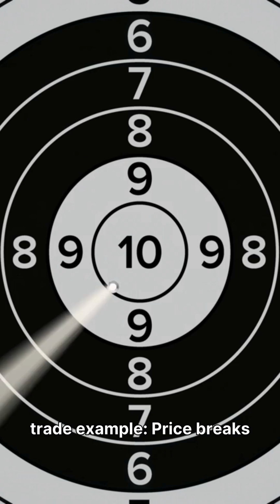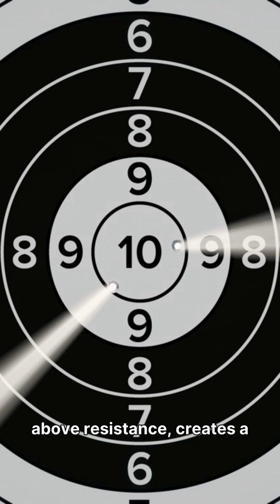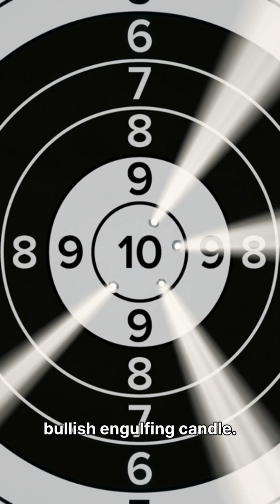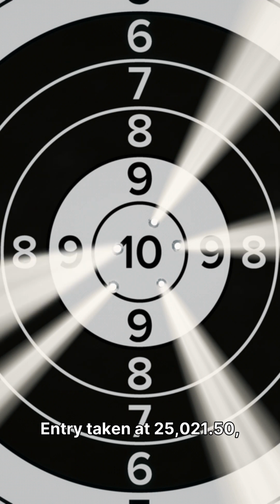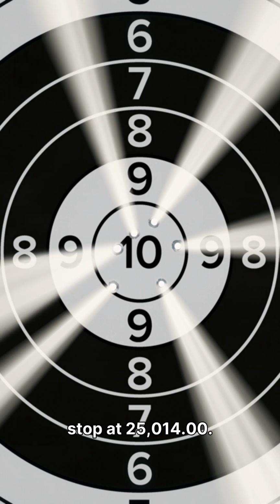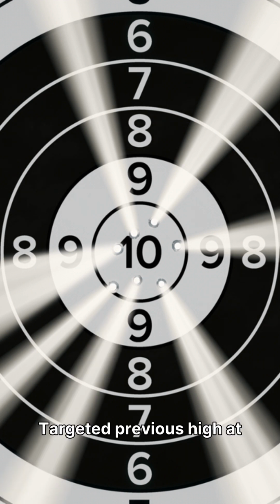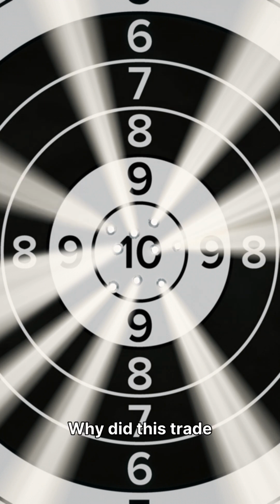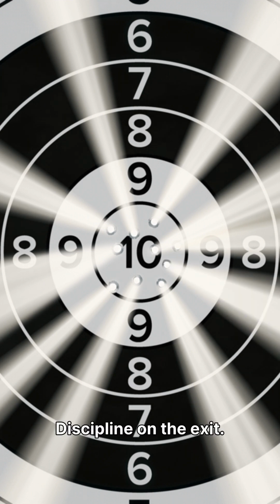Let's walk through a trade example. Price breaks above resistance, creates a fair value gap on the move, pulls back into the FVG, holds with a bullish engulfing candle. Entry taken at 25,021.50, stop at 25,014.00. Targeted previous high at 25,034.75, 1.7R winner. Why did this trade work? Reaction at the gap, context from the level, discipline on the exit.